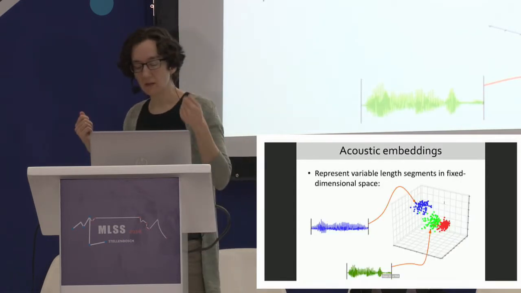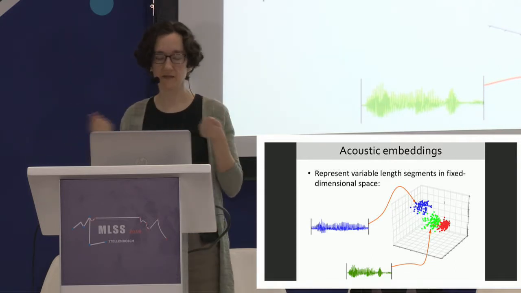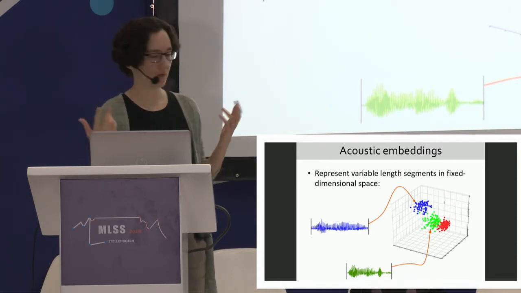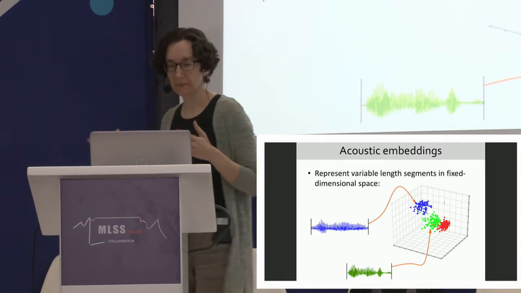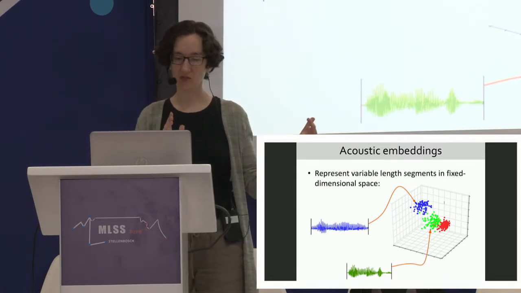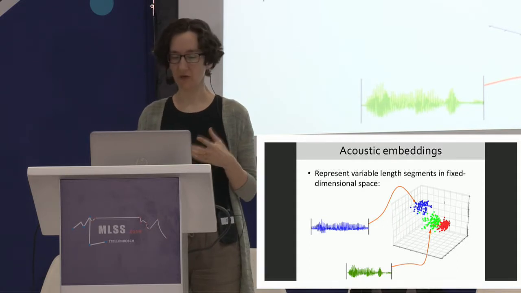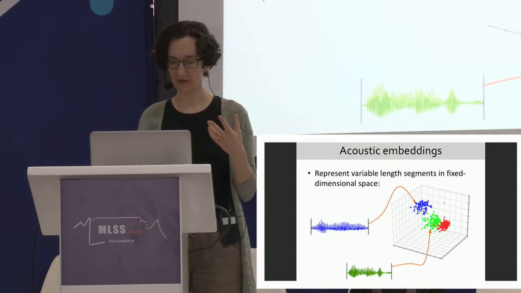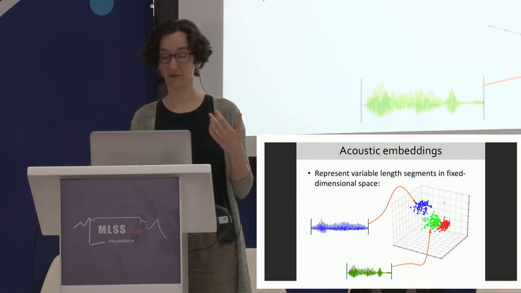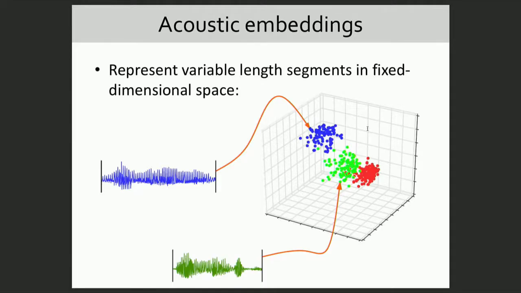So the basic underlying idea that we used here to model the words themselves is something that's actually, I think, much more widely known now, which is acoustic embeddings. The idea is we want to represent variable length segments of speech in a fixed dimensional space. Hopefully, if we have good embeddings, all the different instances of this particular word will be in one part of the space, and all the different instances of this word will be in a different part of the space. And so if we do clustering, it should work. That's the hope. So how do we actually get these acoustic embeddings?